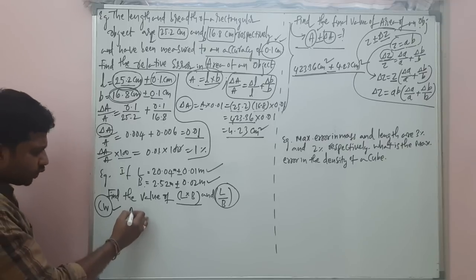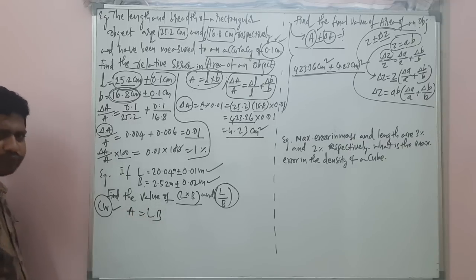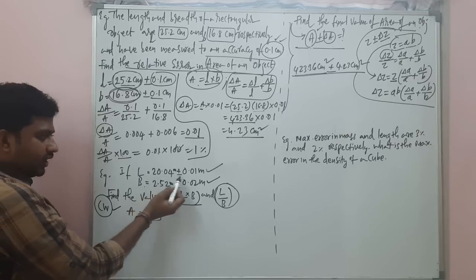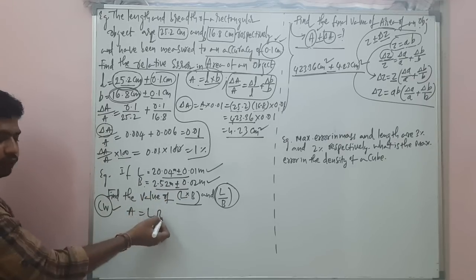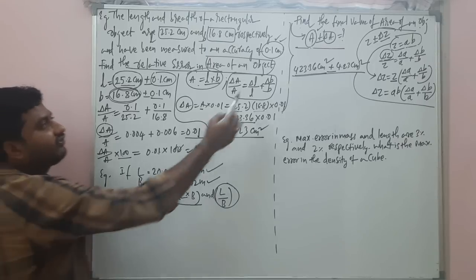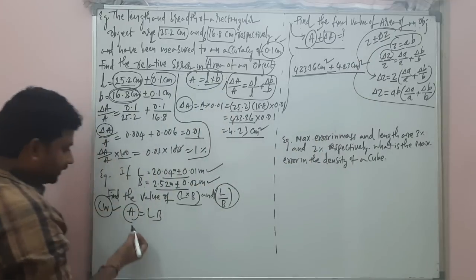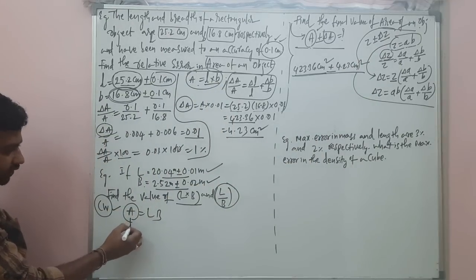So imagine that is only the area. Area is equal to length into breadth. Right? So there is L here and there is B here. Length into breadth, so this is nothing but the final value of area of an object. Same thing. Right? So what do we need to find out?